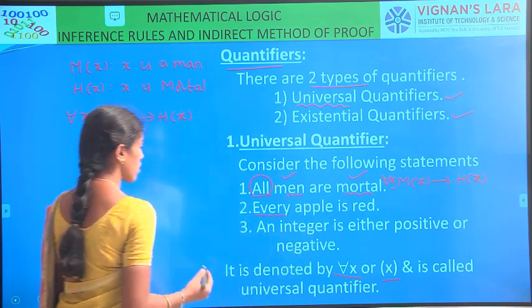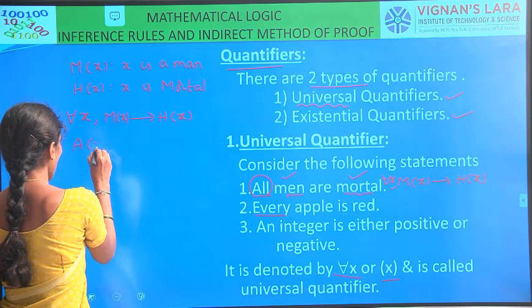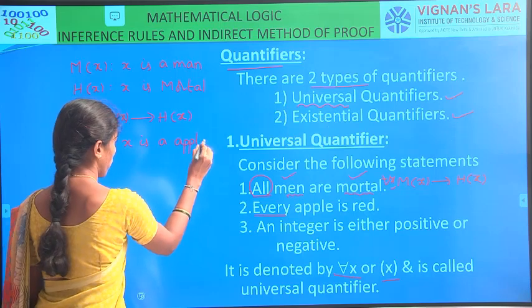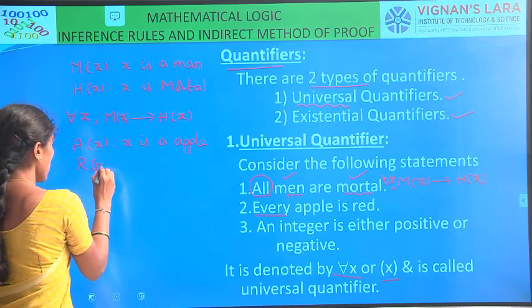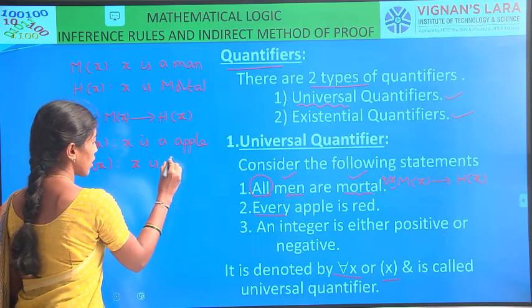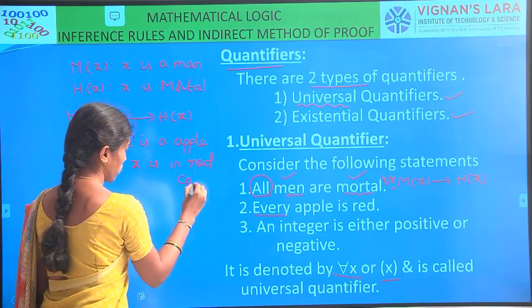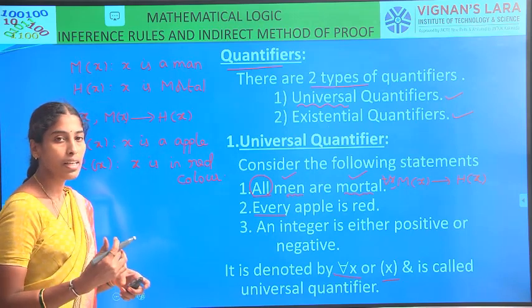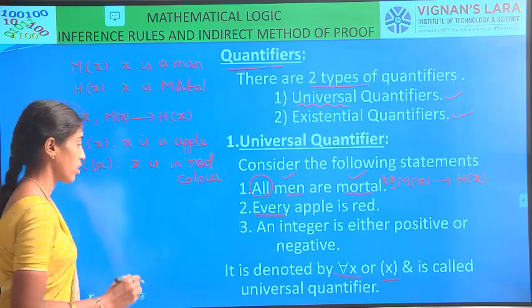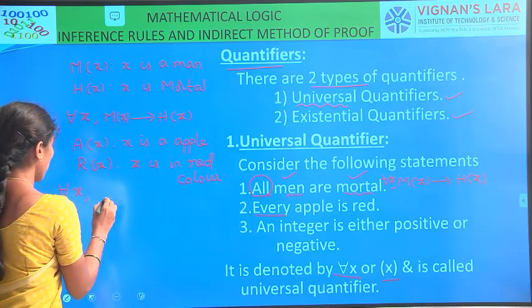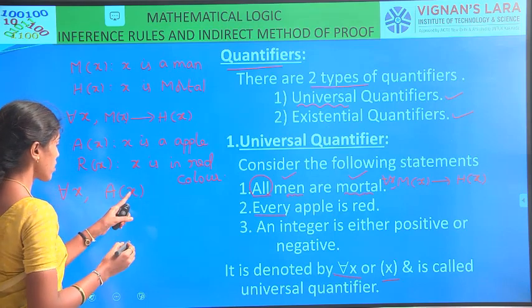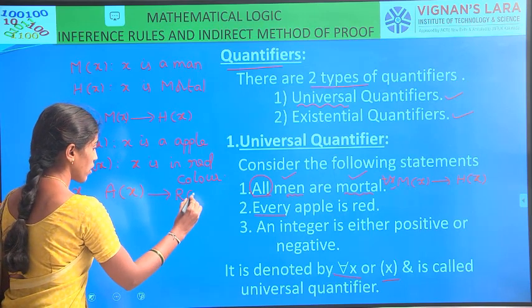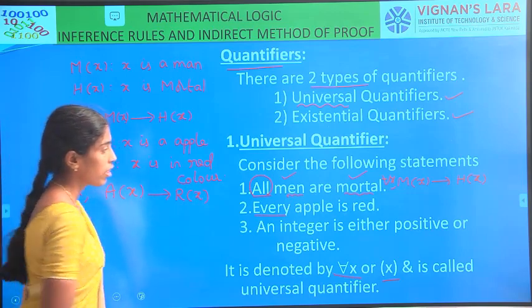Next, every apple is red. Suppose a of x means x is an apple, and r of x means x is in red color, right? So every apple is red. If the apple is there, then it is in red color. Its meaning is like that. So for every x, if x is an apple, a of x, then x is in red color, r of x, right? Second one completed.